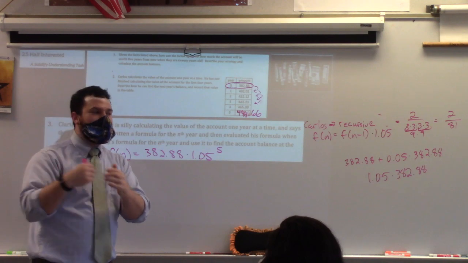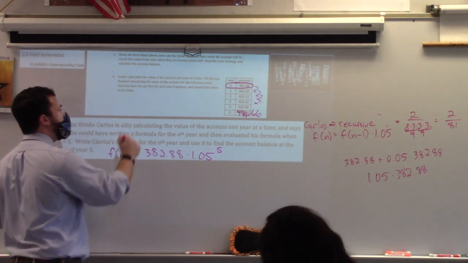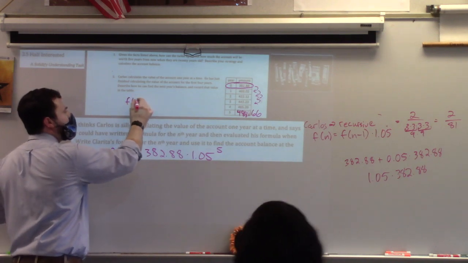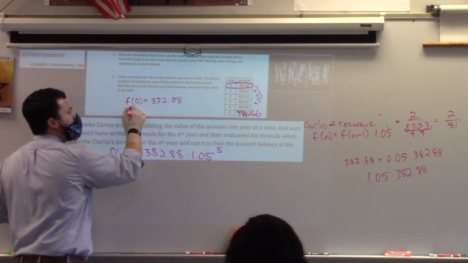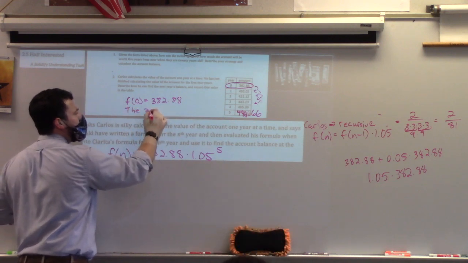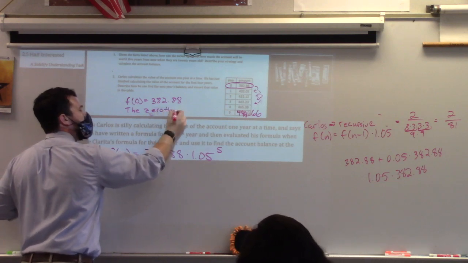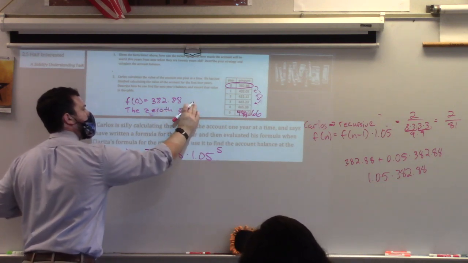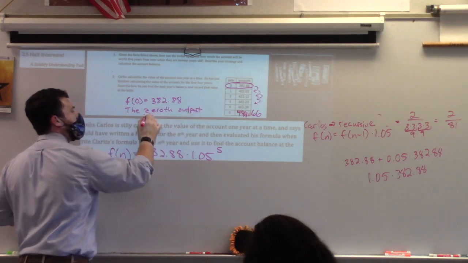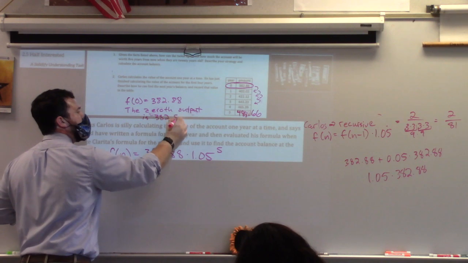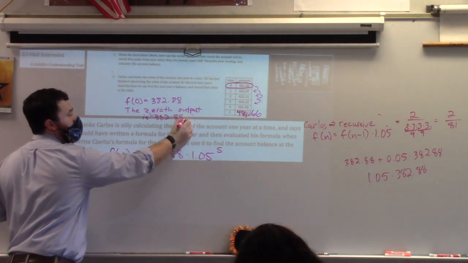Now, Caroline would have been correct to say that's the starting point, but we want to be more explicit with that, more clear with it, saying, hey, f of 0 is equal to 382.88, or the 0th output is 382.88, right? That's our starting point. Technically, you could also say the y-intercept.